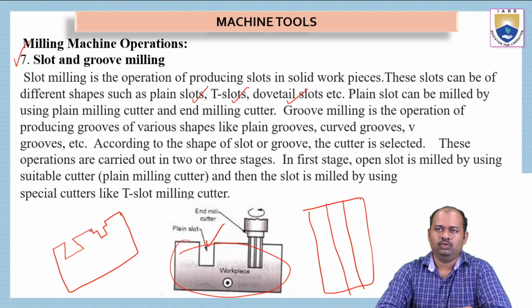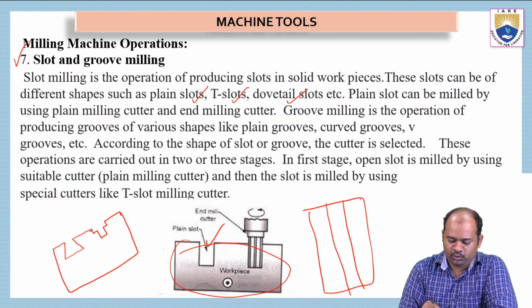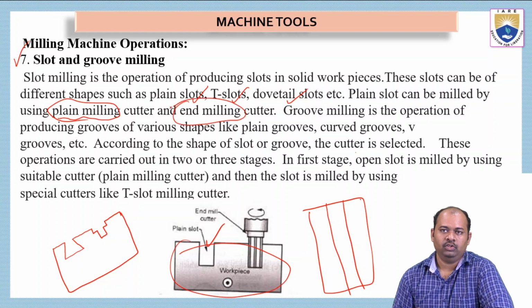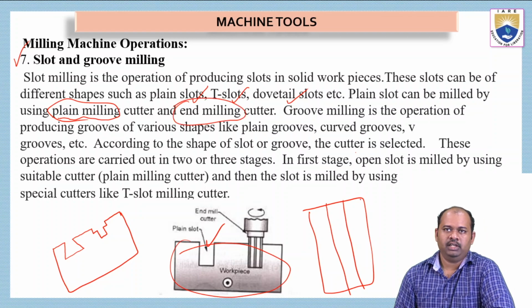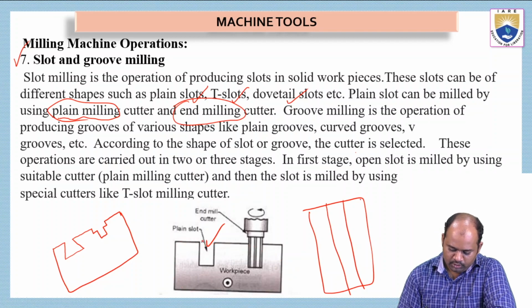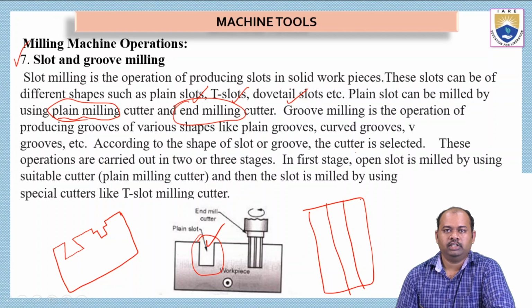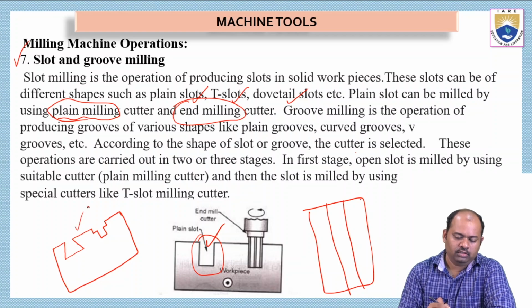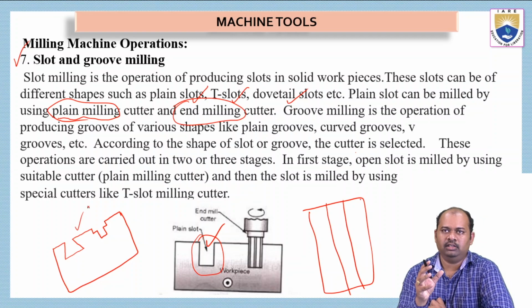milling machine. So plain slot can be milled by using plain milling cutter and end milling cutter. There are 2 types of milling cutters available. They are plain milling cutter and end milling cutter. So by using any of these milling cutters, we can do plain slots. Plain slot is nothing but which is shown in this picture. This is a plain slot. It is in rectangular shape and it is cut throughout the length of the workpiece. These are also made throughout the length of the workpiece.